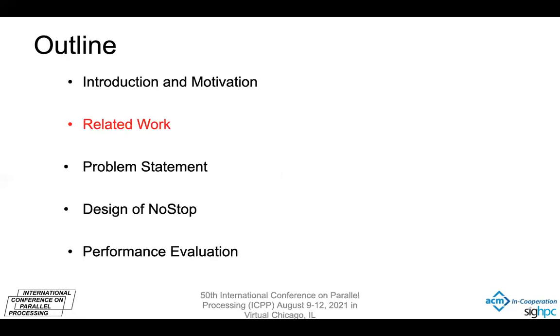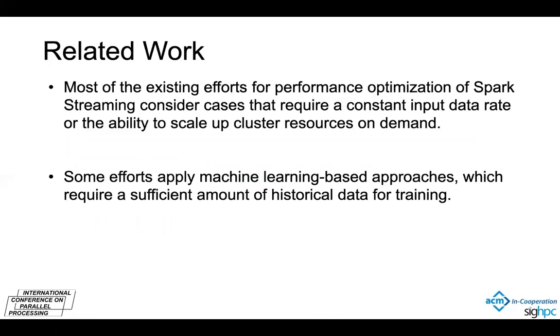Research has been conducted to improve Spark streaming application performance in distributed environments. However, most of the existing efforts for performance optimization of Spark streaming consider cases that require a constant input data rate, which is very rare in real life, or they require the ability to scale up cluster resources on demand, which is almost infeasible in non-cloud environment.